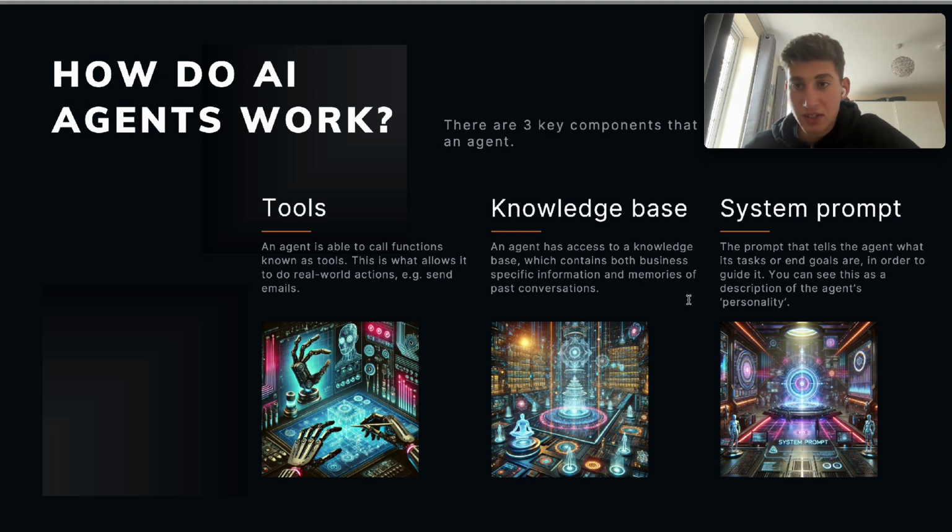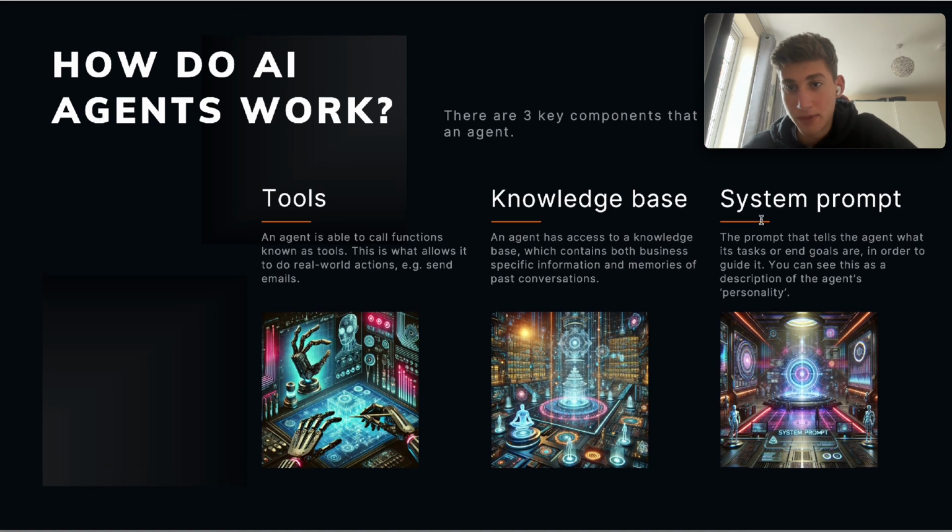So let's say you have an agent that's doing customer support. If the clients ask them how long the delivery takes, for example, if you don't have a knowledge base, it's going to use information from its training data, which is going to be extremely inaccurate and it's going to give very, very wrong answers. So that's why you need a knowledge base to basically guide your agents and give them domain specific knowledge. And finally, we have the system prompt.